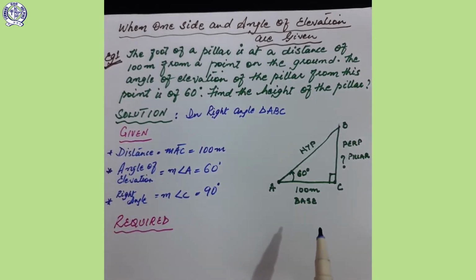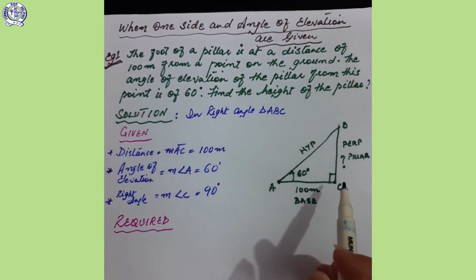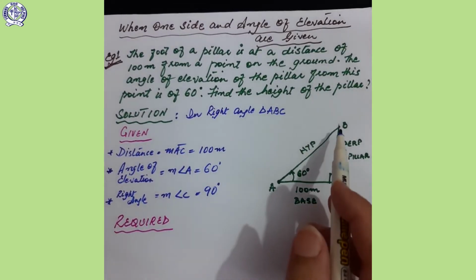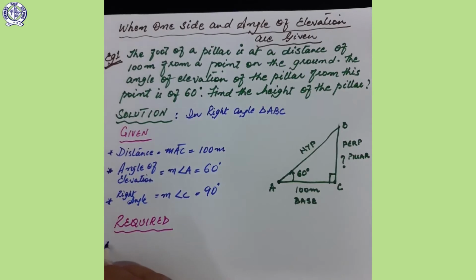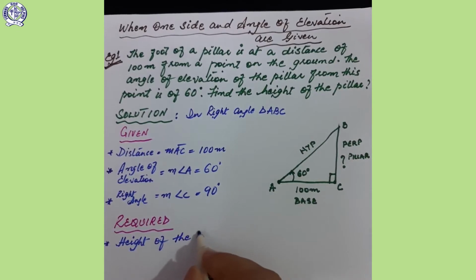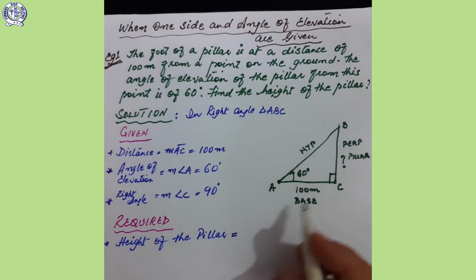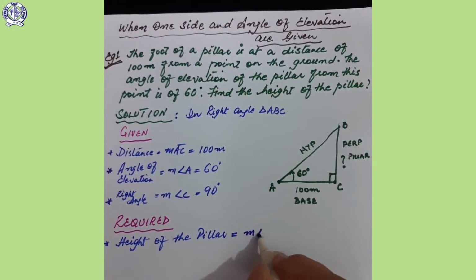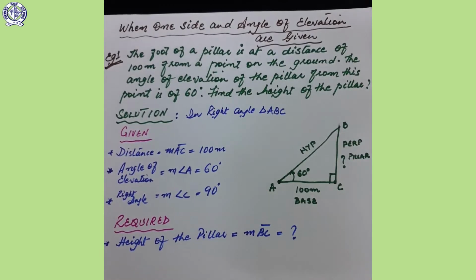Okay, now what is required? Required is the height of the pillar. So we will write: required is the height of the pillar. And height is what? BC. So BC is unknown.